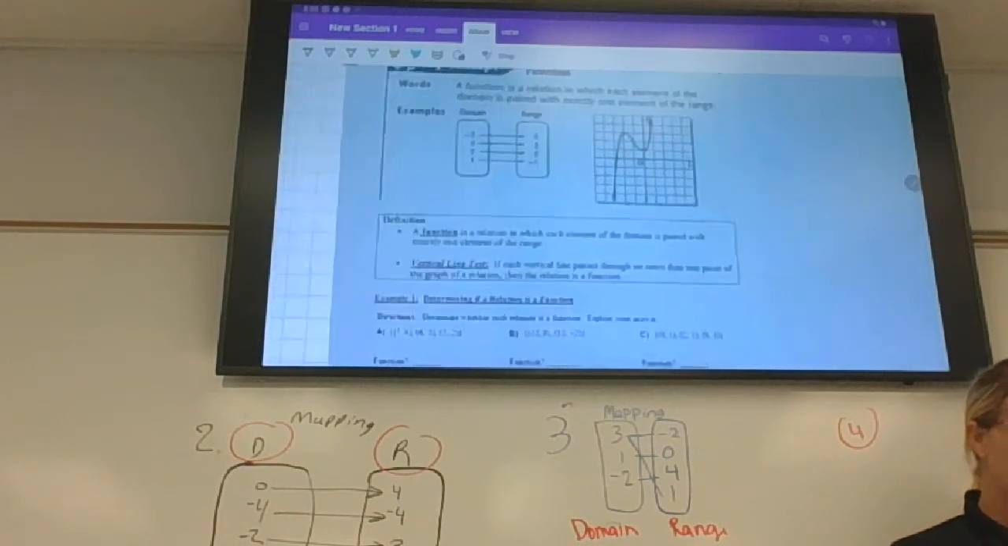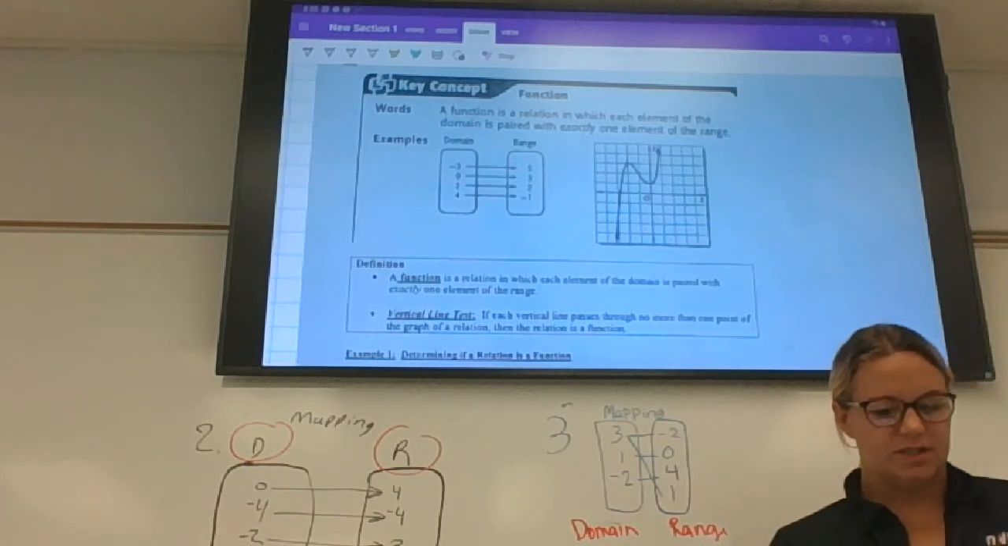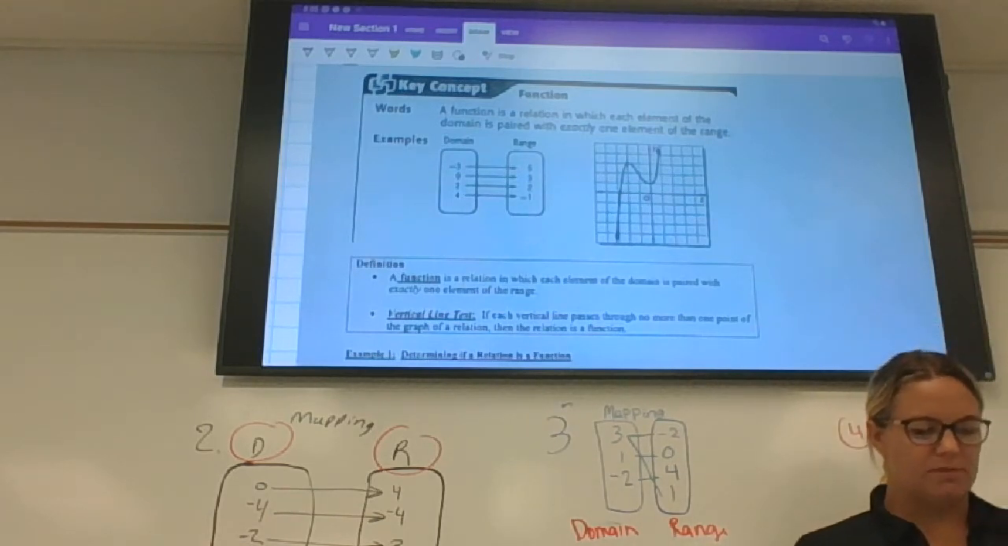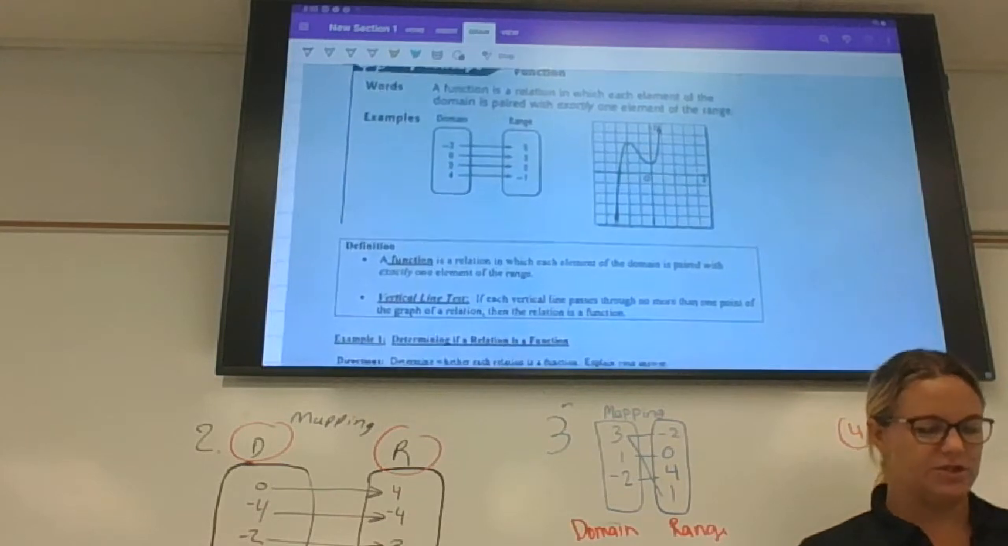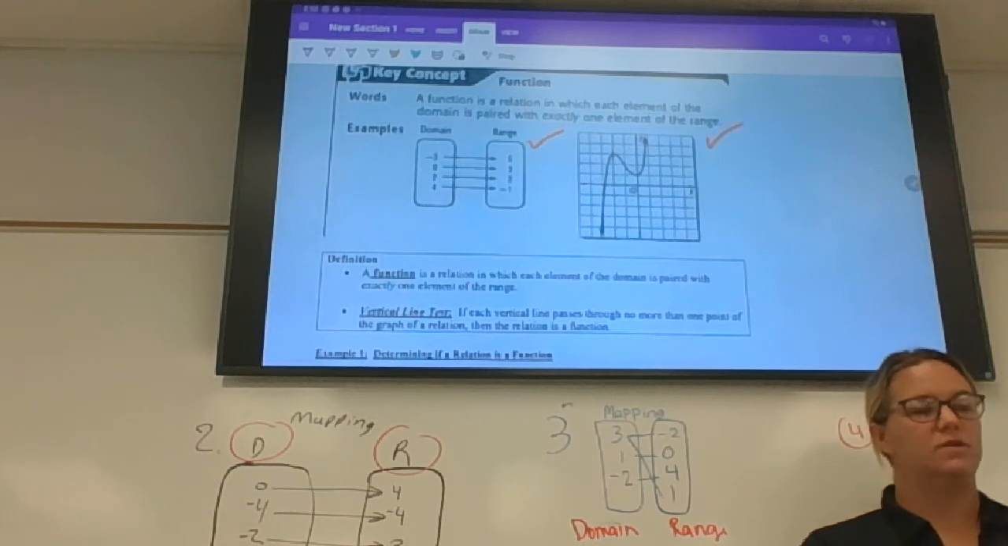All right, so here's just visual examples of the definition that we wrote up here for number 4. A function is a relation in which each element of the domain is paired with one of the range. So this mapping is a great example of a function, and so is this graph.